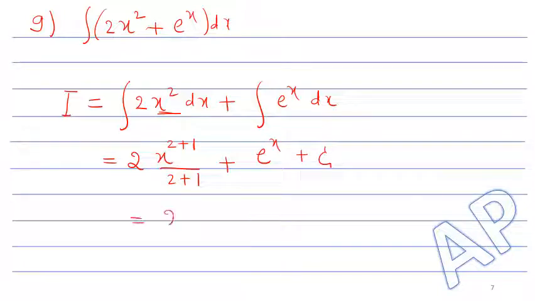So that is 2 into x cube by 3 plus e to the power of x plus c, which is the required answer. That is, integral of 2x square plus e to the power of x dx is 2 into x cube by 3 plus e to the power of x plus c.